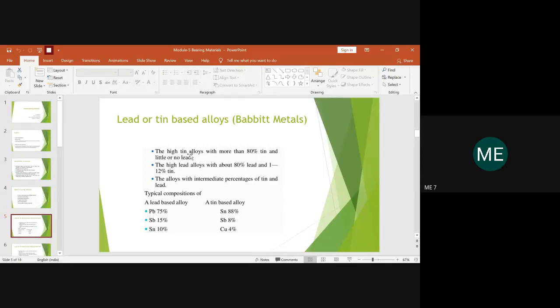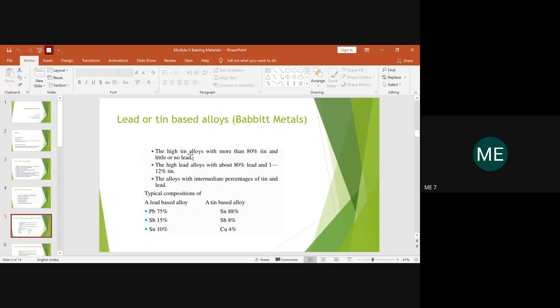Okay, so here you can see that if you go with high tin alloys, in this you will be having 80% of tin and very negligible, like around 20% of lead. If you are going 90 to 95% of tin, then the amount of lead content in it will be very negligible, so that it will not be harmful for the external surrounding and to human mankind.